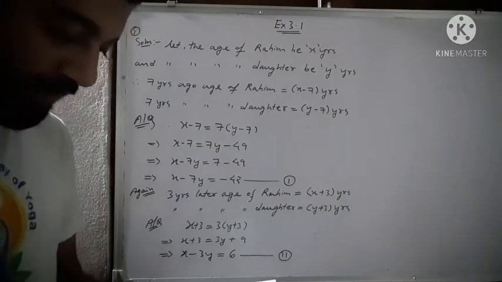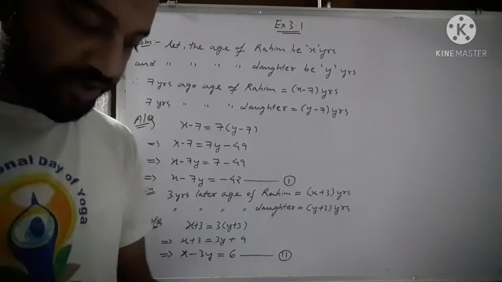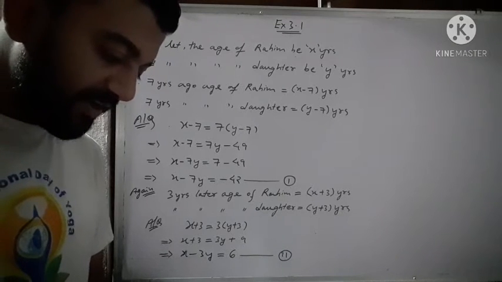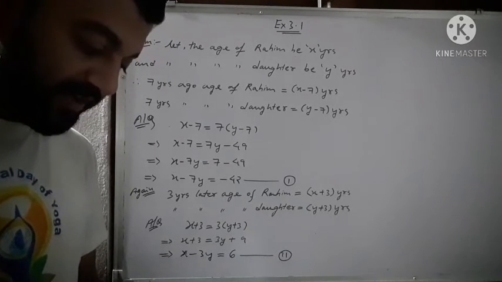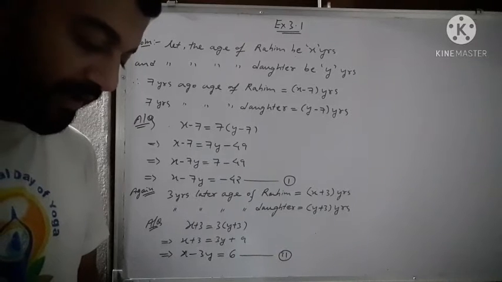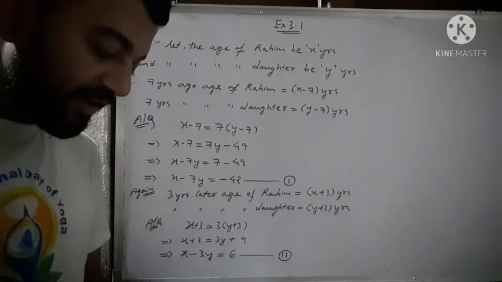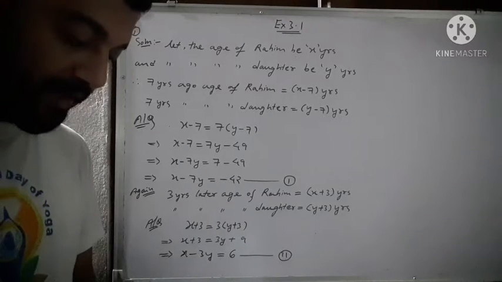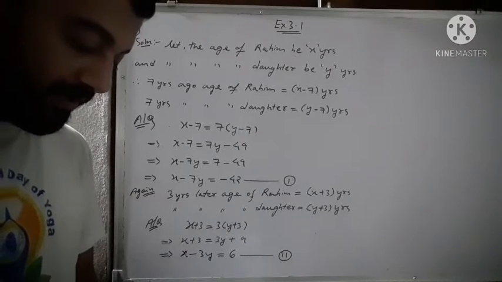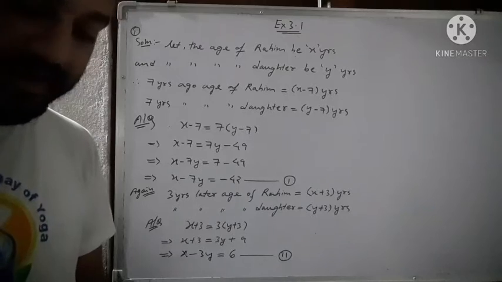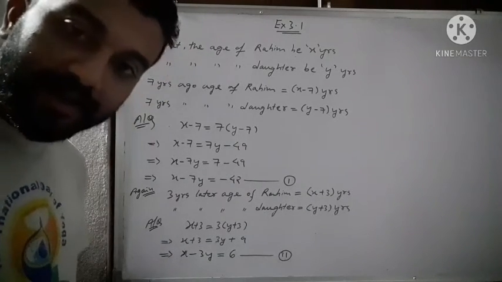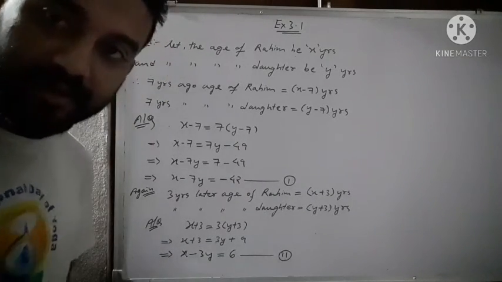So let's move to exercise 3.1, question number 1. It is given that Rahim tells his daughter, 7 years ago I was 7 times as old as you were then. Also 3 years from now I shall be 3 times as old as you will be. Represent this situation algebraically and graphically. So you are asked to represent this situation algebraically as well as graphically.